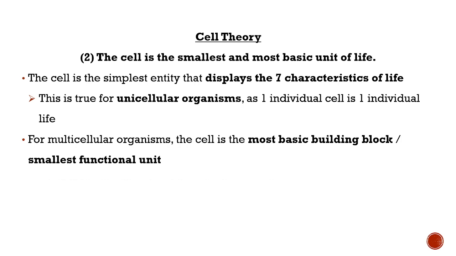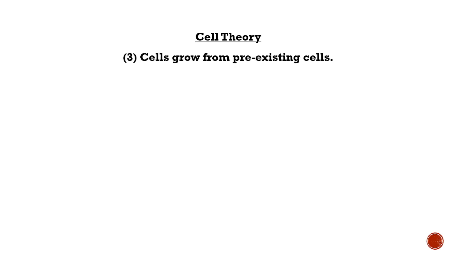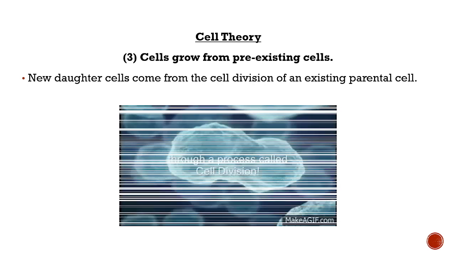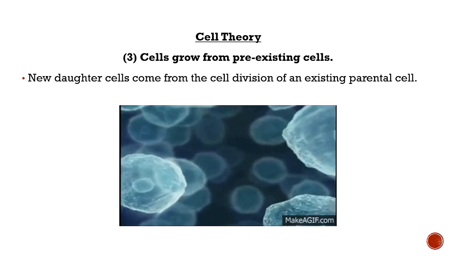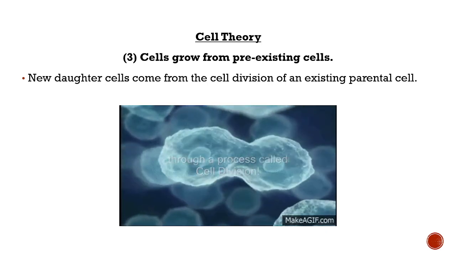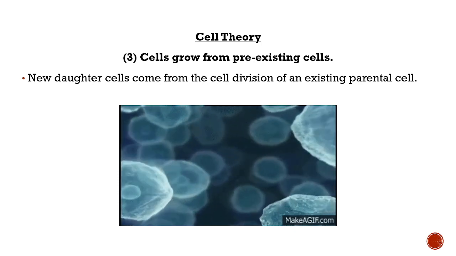Okay? The third principle would be a bit more straightforward. That cells grow from pre-existing cells, meaning new daughter cells come about from the division of an existing parental cell. So you can see that in this GIF. This is the parental cell existing. Now it's undergoing cell division into 2 daughter cells.